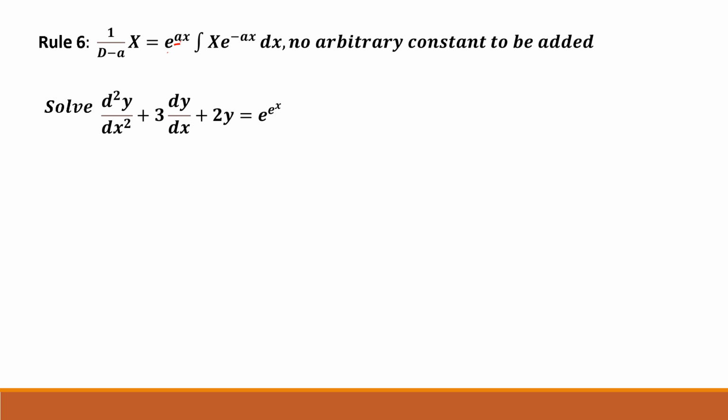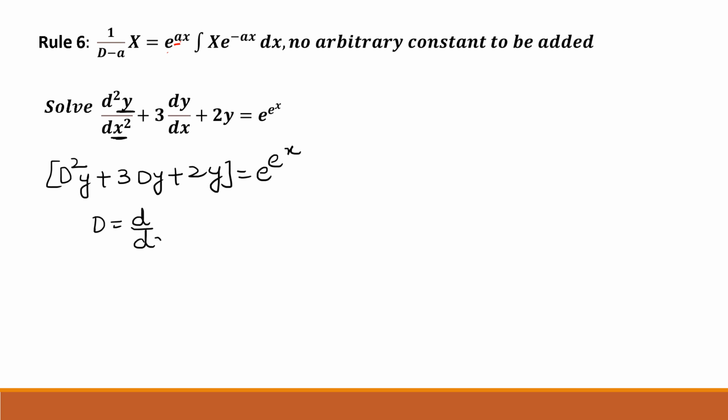But before that, let's calculate the complementary solution. So for that we need to write the symbolic form first. So what is the symbolic form? D square y plus 3Dy plus 2y equals e power x. Here small x is the independent variable and y is the dependent variable, right? And here capital D is what? This is the derivative with respect to the independent variable small x. Now next, can we write this as (D square plus 3D plus 2)y equal to e power x.